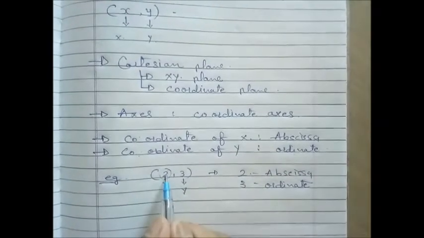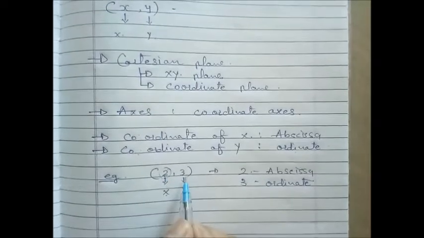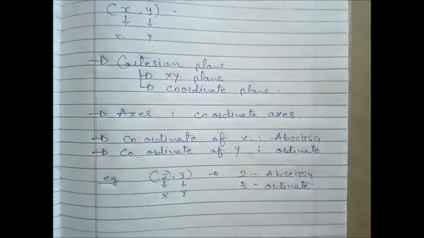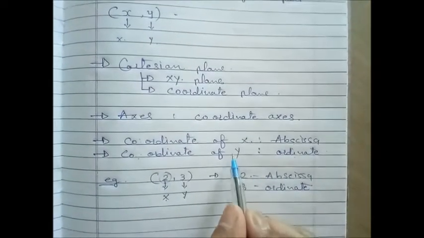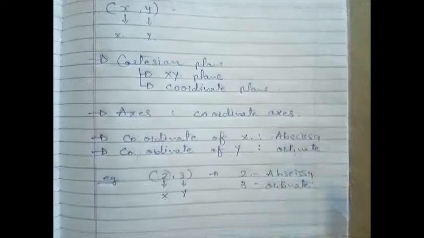Remember this, the first will always be x and the second will always be y. The first coordinate will always be of x and the second coordinate will always be of y, right? The x coordinate is known as abscissa and the y coordinate is known as ordinate, right?